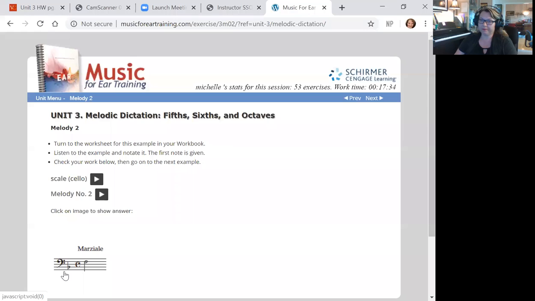We have 1 flat, bass clef, C, common time. 1 flat is the key of F. Okay, this is cello. Here's your scale. Starts on do, 4/4 time. Let's listen to how many bars we have. 2. Here we go. 1, 2.